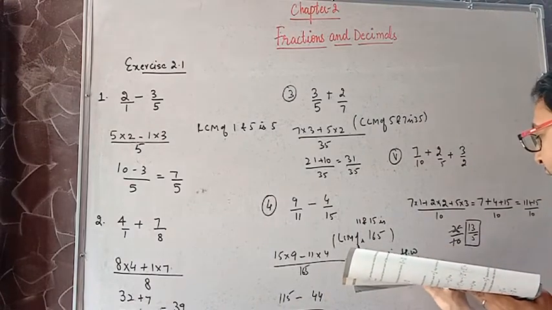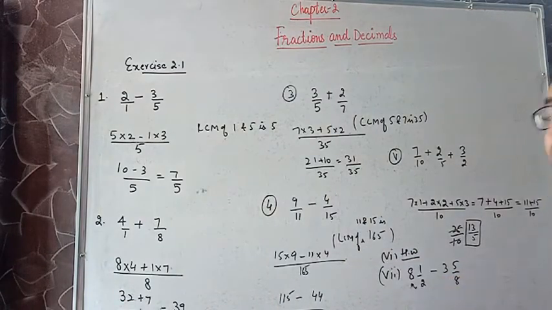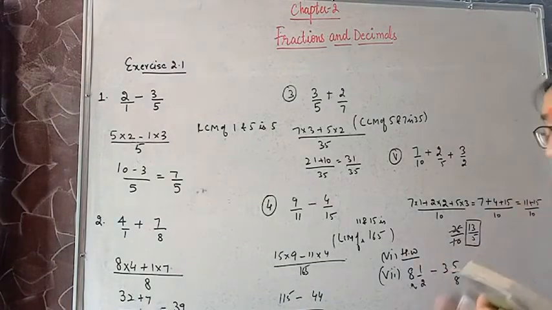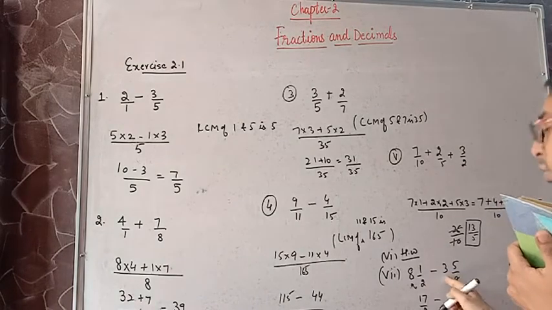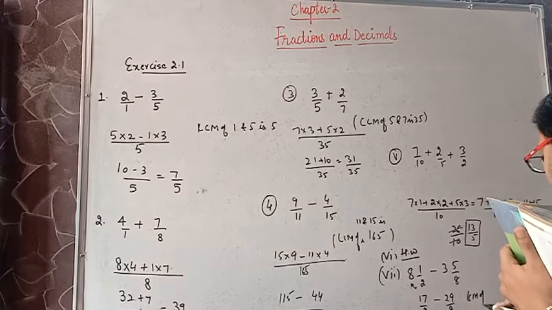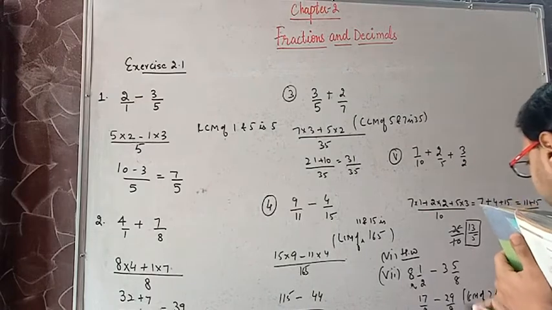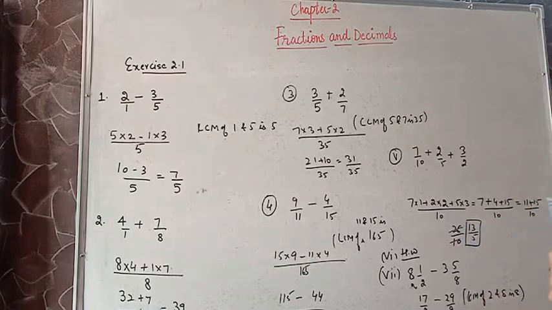I am doing the 7th part, 8, 1 by 2, minus 3, 5 by 8. So first of all we have to convert mixed fraction into improper fraction to have an understanding. So 8 into 2, 16, 16 plus 1, 17 by 2. 8 into 3, 24, 24 plus 5, 29 by 8. LCM of 2 and 8 is 8, therefore 8. 17 into 4 and 29 into 8. 17 into 4 is 68. 68 minus 29 upon 8. What will you be getting? 38 upon 8. Again you can reduce it. 19 upon 4 is the answer.